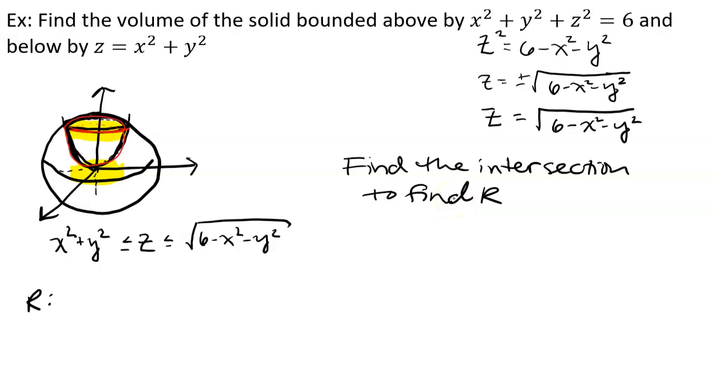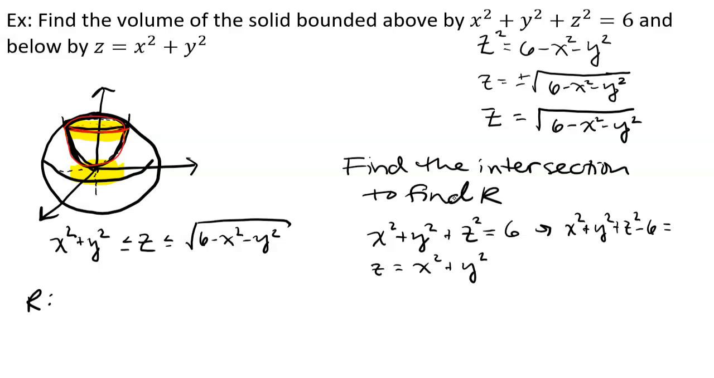So looking at those surfaces up above, we had x squared plus y squared plus z squared equals 6, and we had z equals x squared plus y squared. So let's take both of these and move everything to one side. This would really look like x squared plus y squared plus z squared minus 6 equals 0, and this one would look like x squared plus y squared minus z equals 0.